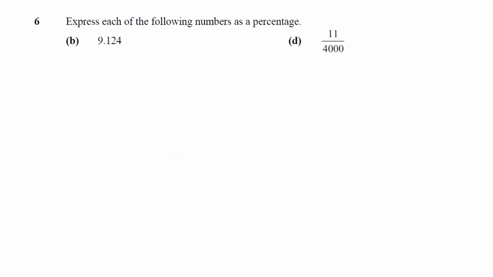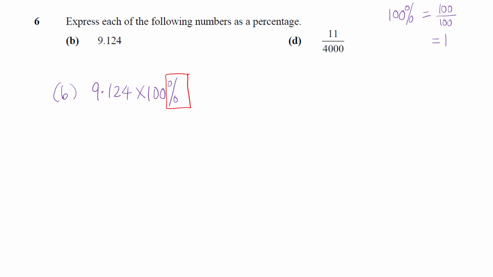The next question is to convert each of the following numbers to a percentage. To convert it to a percentage, all we need to do is multiply it by 100%. Now this is something very important. When you multiply by 100%, you're basically just multiplying by 1 whole. Because remember, in the earlier slide, we explained that 100% is 100 over 100. Actually, it's just 1 whole.